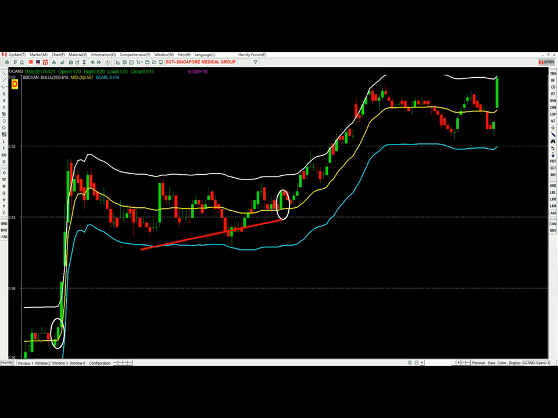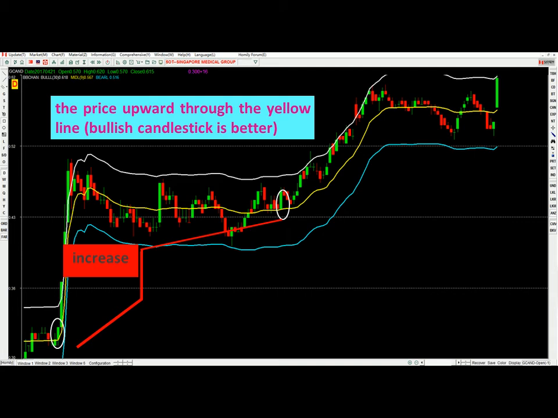Okay, so when to buy, when to sell. If you see here, firstly you should know the trend. You should see the trend first. If you see the yellow line go from down, flat, to up, then the bullish candlestick breaks out upward through the yellow line. This is the buy point. Then here is the buy point because we can see the yellow line from flat to up and the candlestick breaks out upward through the yellow line. So this is the increase signal, the buy point. The price breaks out upward through the yellow line, a bullish candlestick is better. So if you see the bullish candlestick break out upward through the yellow line and the yellow line from flat to up, this is the buy point.